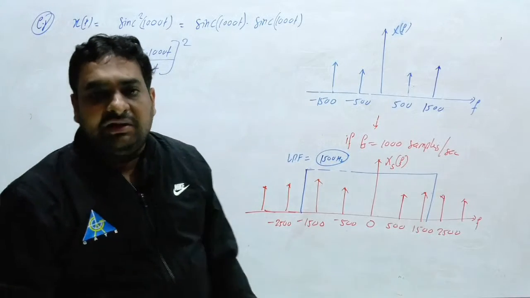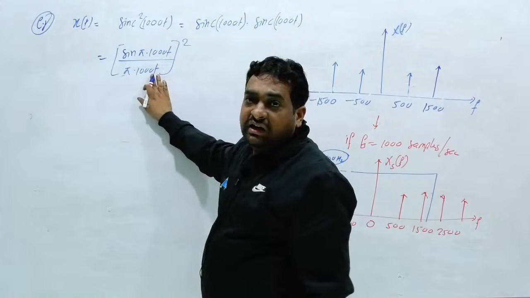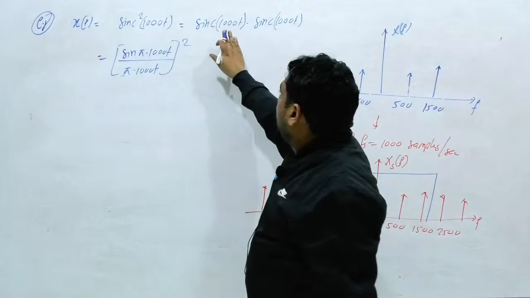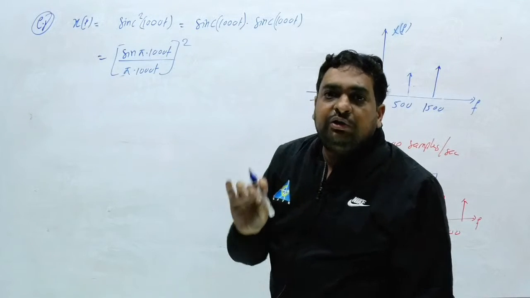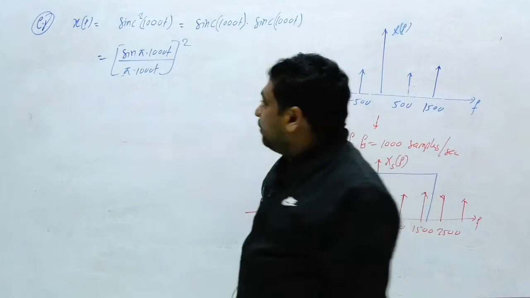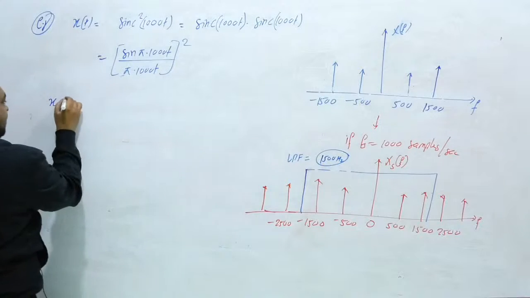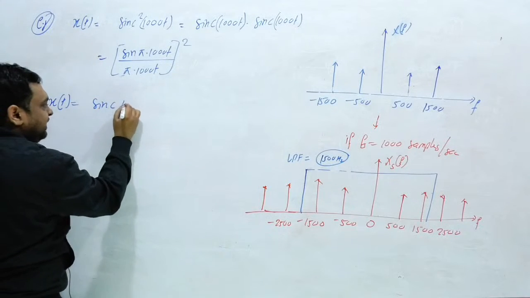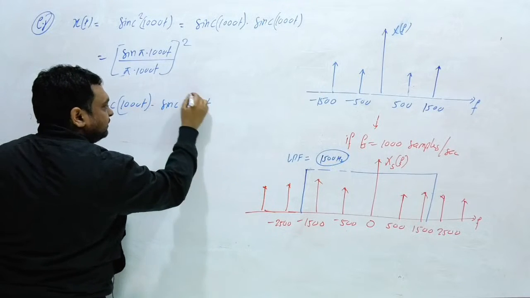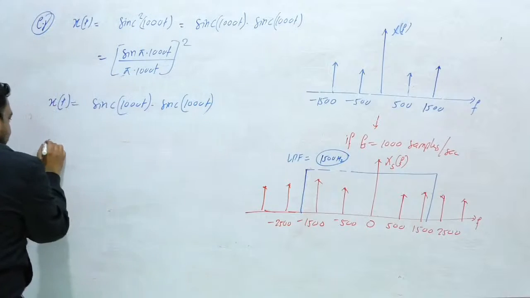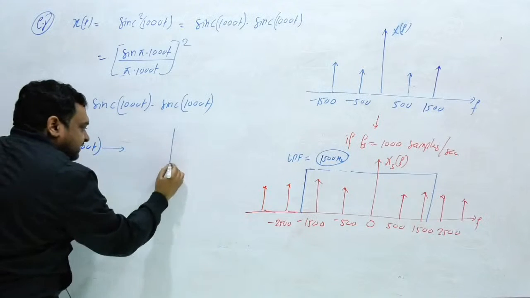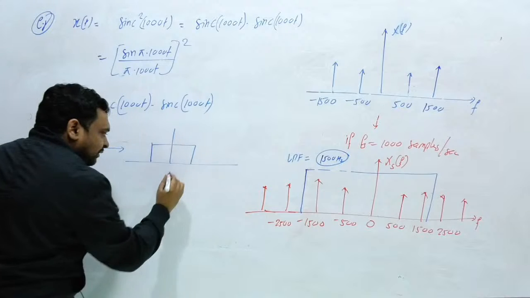You can also change to sin square theta, but I suggest you don't go to that. If it is a sinc question, you should process directly from the sinc. If two sincs are multiplied, then what will be the Fourier transform? So can I write x of t is equal to sinc 1000 t multiplied by sinc 1000 t. What will be the Fourier transform of sinc 1000 t? This is a pulse. What will be the pulse width?